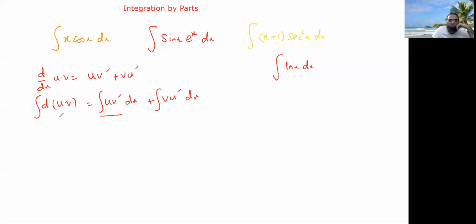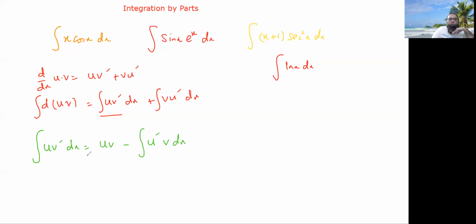So this is going to be the integral of u v dash. Now you see that these are cancelled and you're only left with the uv over here: uv minus integral of, I'll be writing it as u dash v dx. Now this is the formula, or this is the technique when you have to perform integration by parts.